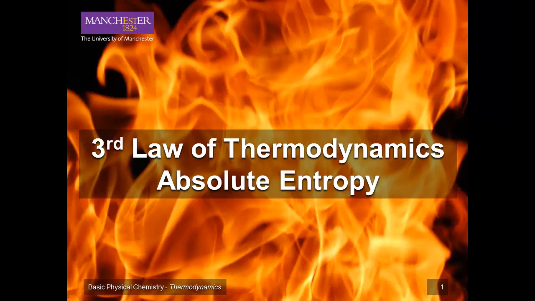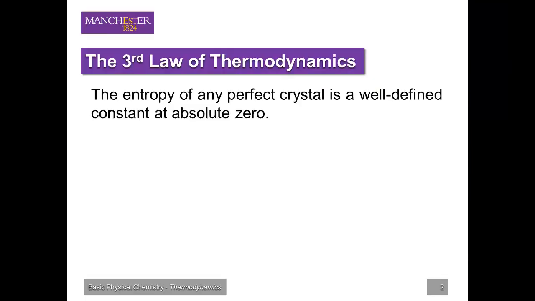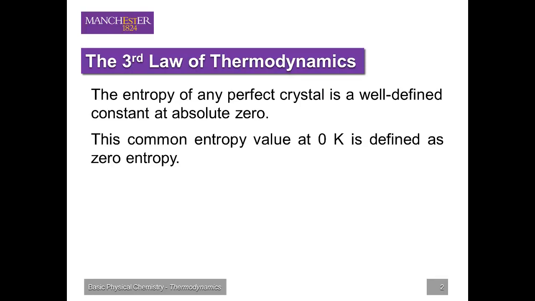In this video, I shall present the third law of thermodynamics and show how it enables determination of absolute entropy. The third law of thermodynamics states that the entropy of any perfect crystal at absolute zero is a well-defined constant. This constant value at 0 Kelvin is defined as 0 on the entropy scale. Thus, the entropy of a perfect crystal at 0 Kelvin is 0.